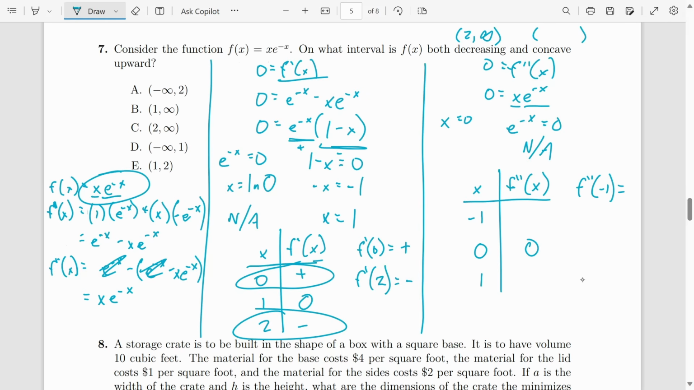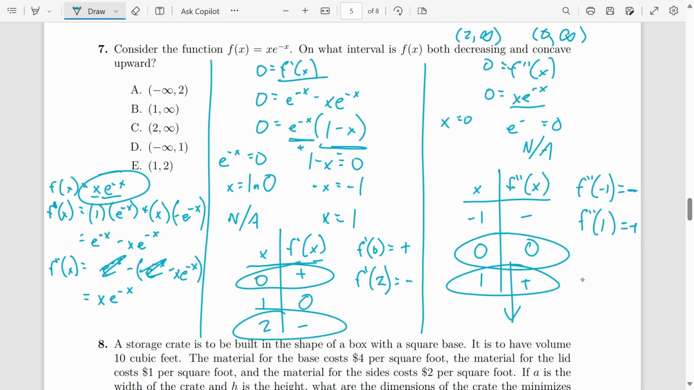So that's equal to, looking back up here, negative e to the 1, so that's negative e, that's going to be negative. So negative right there, and then f double prime of positive 1, that's just going to be e to the negative 1, which is positive. So we got a positive down there. Now it's asking for when f of x is concave upwards, so that's going to be this interval here. So we know that f of x is going to be concave upwards starting at 0 and going on to infinity. So 0 to infinity.